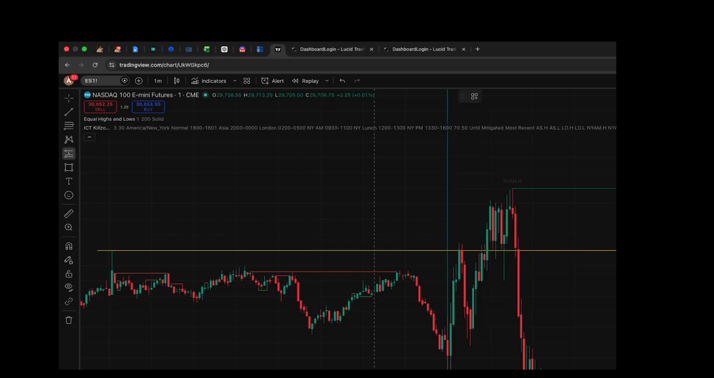This is complete logic, complete discretional. My fill was probably somewhere here, and I was on evals, so I'm trying to pass these evals. I think I took profit a little higher. I think it was here. Yeah, this was my trade.